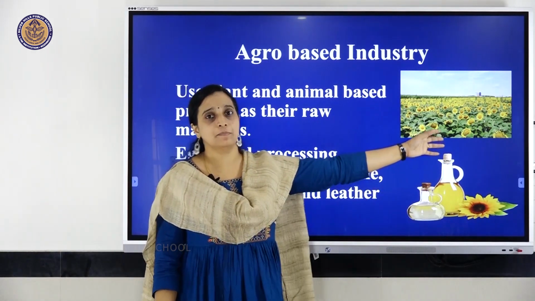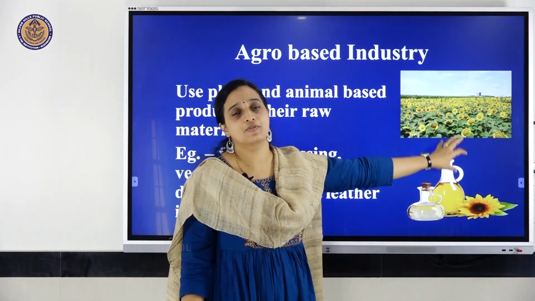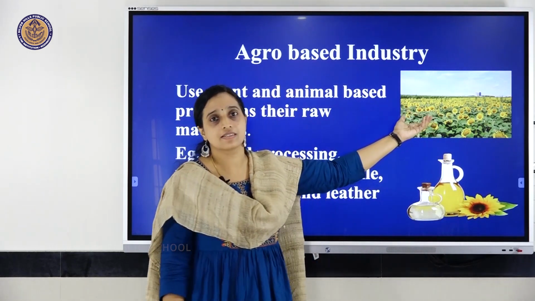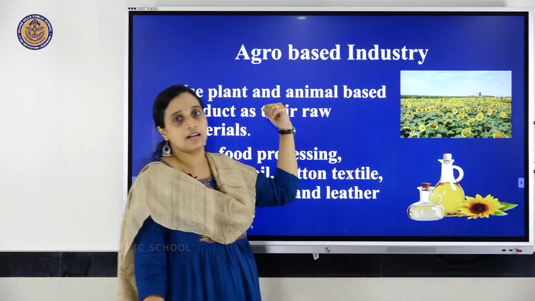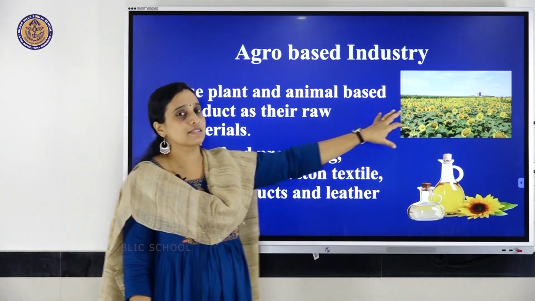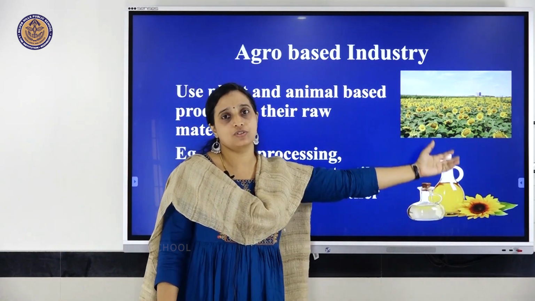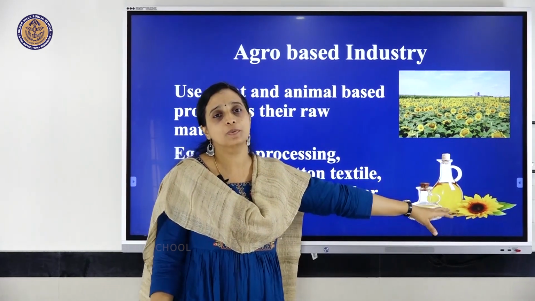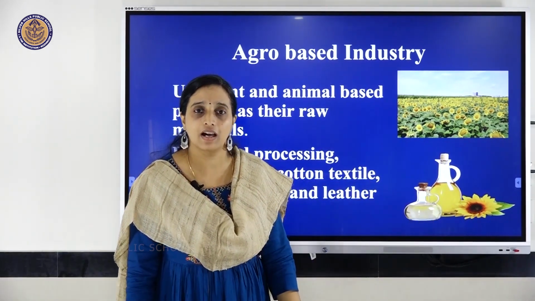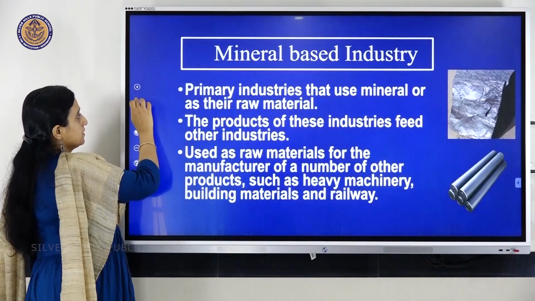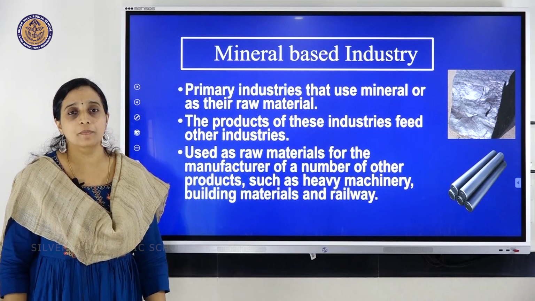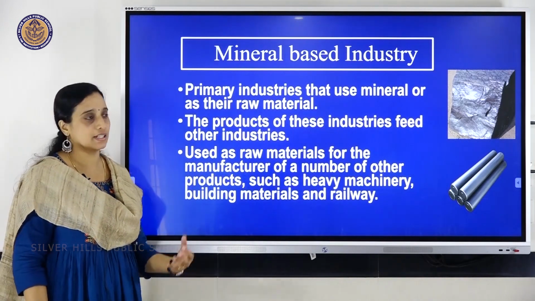One fine example given here is sunflower oil. We know that sunflower seeds are used as a raw material, which comes under plants. The raw material is the sunflower seed, and through extraction in the industry, the output that we receive is sunflower oil.